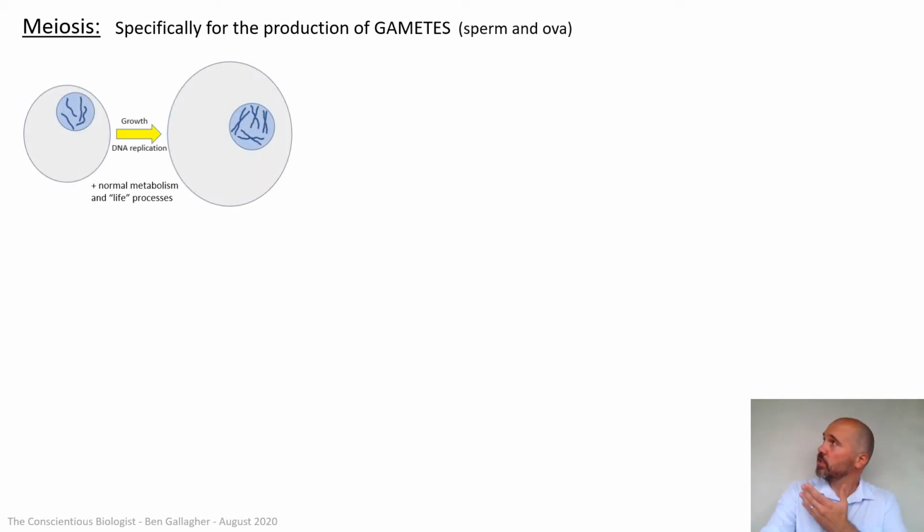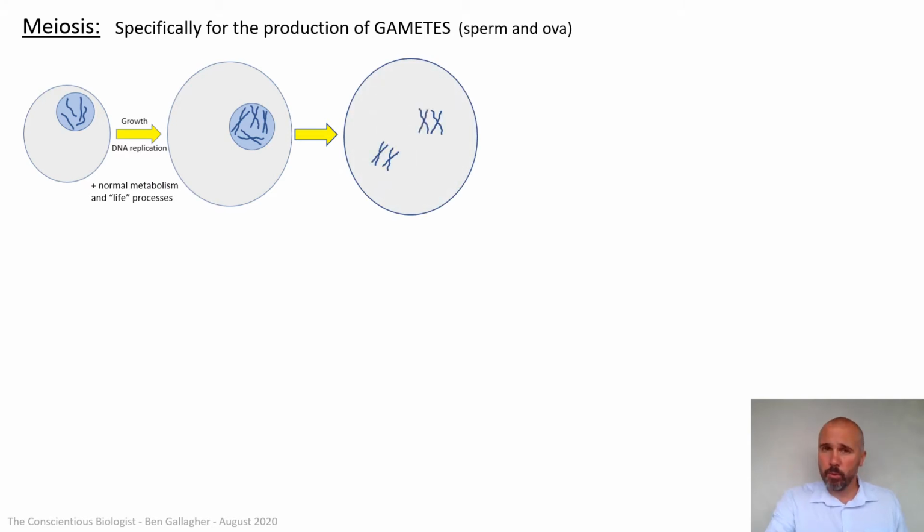The first stage is exactly the same as we saw in mitosis. The cell's got to double in size so it can divide. And of course, as it doubles in size, it needs to replicate that DNA and turn its double chromosomes into single chromosomes. Now what it does as it enters meiosis is the nucleus breaks down to release the chromosomes, just like we saw at the start of mitosis.